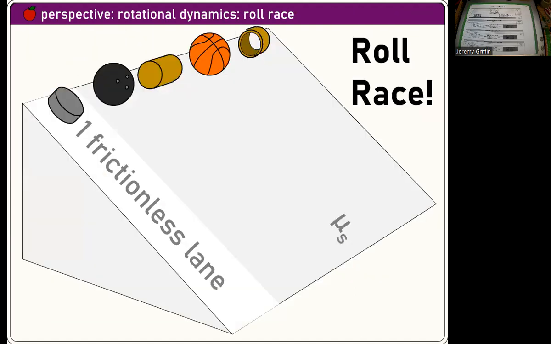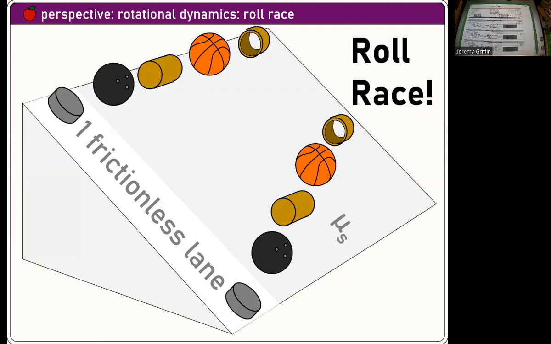Roll race. So you guys know that anything on a frictionless incline is going to beat everybody. And then the more rotational inertia it has, the slower it's going to go. Ooh, and that is perfect timing because we are at the end of class. Last slide right there.